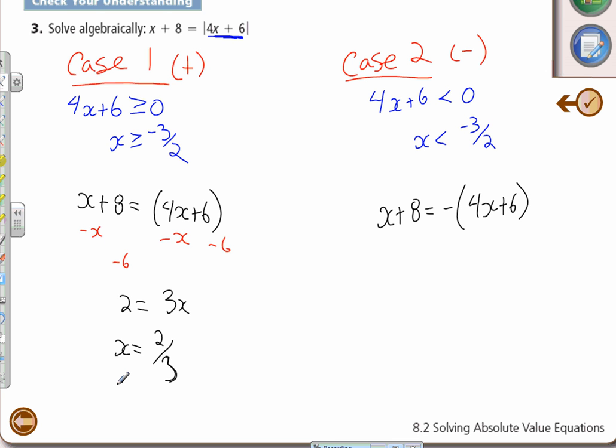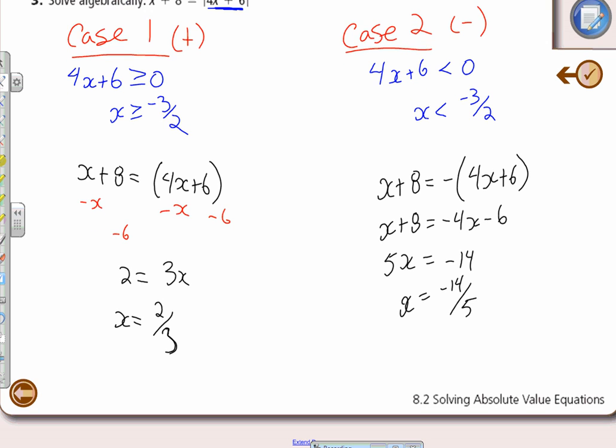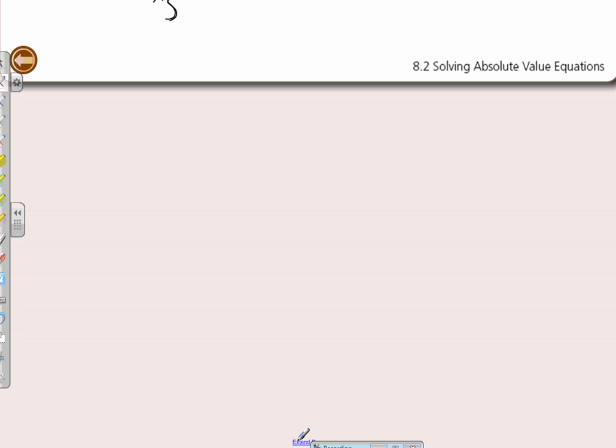Second one. Distribute in that negative, so x plus 8 is equal to negative 4x minus 6. I'll add the 4x over this way, which gives me 5x. I'll subtract the 6 over this way, which gives me negative 14. Divide by the 5, x is equal to negative 14/5. You can't stop there. You have to verify them. So we've got to check, are these the right answers?